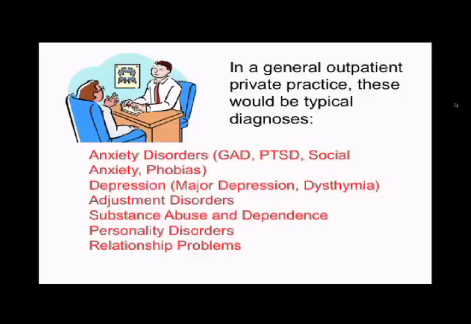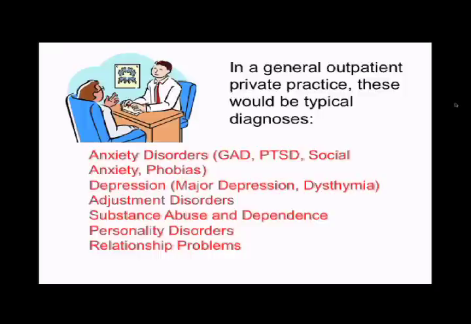Now, in a general outpatient private practice, you'd be seeing less people with less severe diagnoses. So generally you're going to see people with anxiety disorders such as general anxiety, post-traumatic stress, social anxiety, phobias, depression. In addition to major depression, you would see people with dysthymia, which is more chronic and not as severe. Adjustment disorders are going to be very common in a private practice. Someone has had an experience that's upsetting to them, and it's generally time limited, their reaction to it. Substance abuse and dependence, of course, are common problems.